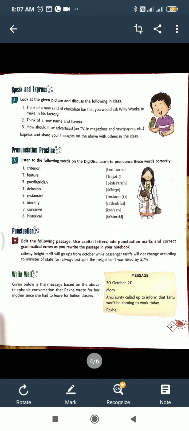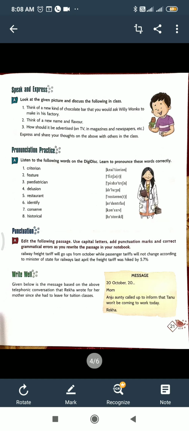Next one, pronunciation practice. Listen to the following words on the digi disk and learn to pronounce these words correctly. Here it is given how to pronounce. There are 8 words. One by one, pronounce them loudly at home. First one, criterion. Second, feature. Third, pedestrian. Next, delusion, restaurant, identify, conserve, and historical. Okay, like this you have to pronounce them 2-3 times.